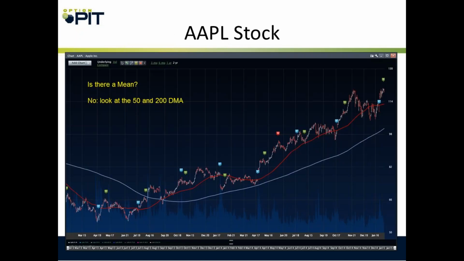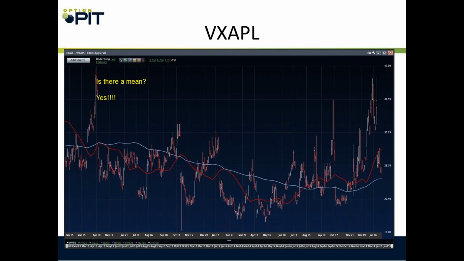Here's Apple stock, and here's Apple volatility. What I want you to notice is that the 200-day moving average is pretty flat, and the 50-day moving average chops around. If I pulled this since I took my latest picture, it would look even better. Volatility has a mean reverting quality.